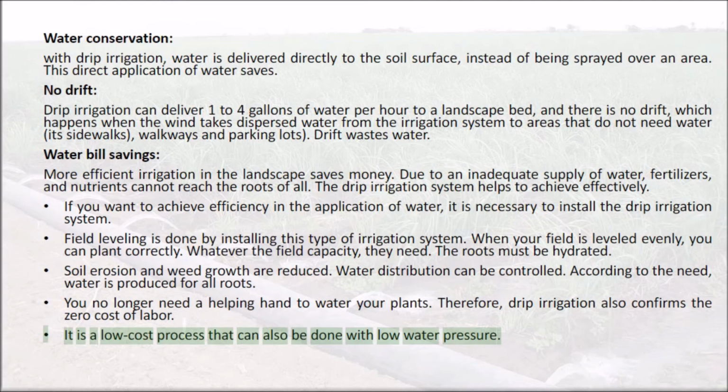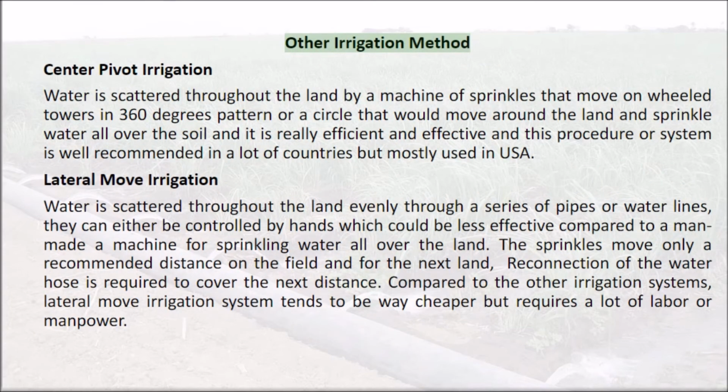Other irrigation methods. Center pivot irrigation. Water is scattered throughout the land by a machine of sprinklers that move on wheeled towers in a 360 degree pattern, or a circle that moves around the land and sprinkles water all over the soil. It is really efficient and effective, and this system is well recommended in a lot of countries but mostly used in the USA.